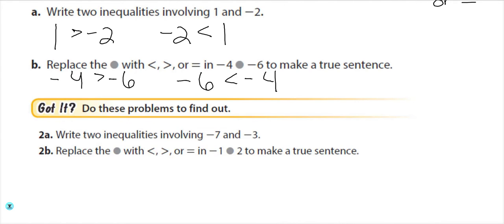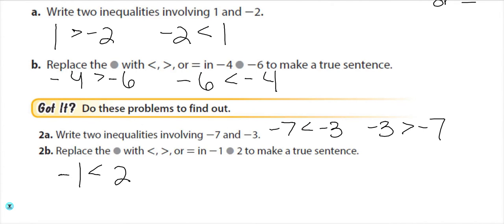All right, let's take a look here. Again, we're going to write two inequalities involving negative 7 and negative 3. So negative 7 is less than negative 3, and then we're going to switch it so negative 3 is greater than, I'm sorry, I wrote the wrong one. I said it, but I didn't write it right. Greater than negative 7. And then the last one is replace the circle with the symbols for negative 1 and 2. In this case, we would have negative 1 is less than 2, and then we switch around, so 2 is greater than negative 1.